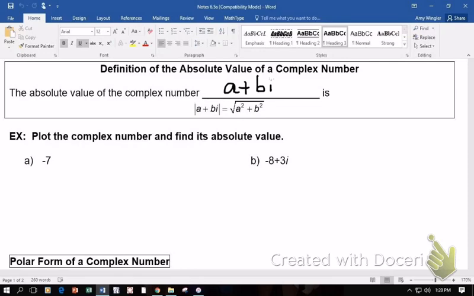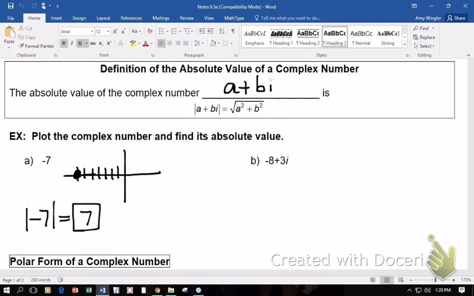If you're going to plot the complex number and find its absolute value, you can plot it on your real and imaginary axis. So negative 7 would just go 7 to the left on the real axis. And then we're not going to use the formula or the definition to find the absolute value of negative 7, because you know the absolute value of negative 7 is just positive 7. Absolute value is a distance, and distance is always positive.